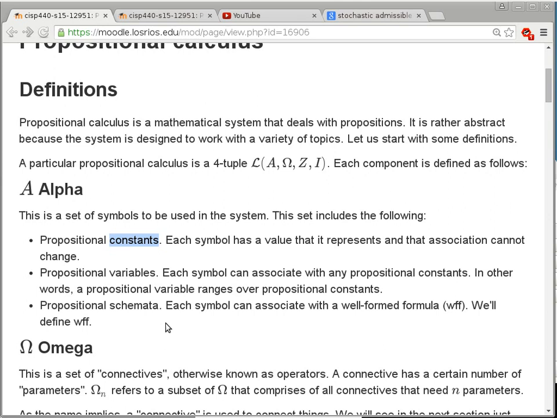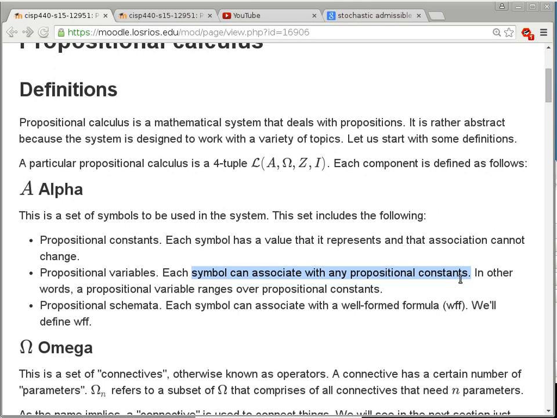Okay. So next we have variables, and because you're all in the computer science program, we all know what a variable is. So a variable basically means a symbol can be associated with any propositional constants. In other words, at one point it can be associated with one particular constant, and you can change it later on, and it can be associated with something else. So the association is not fixed. It can change. Is that okay so far with variables?